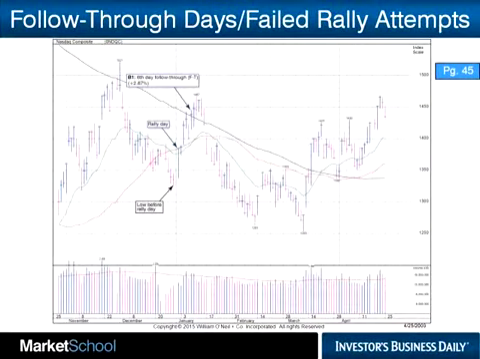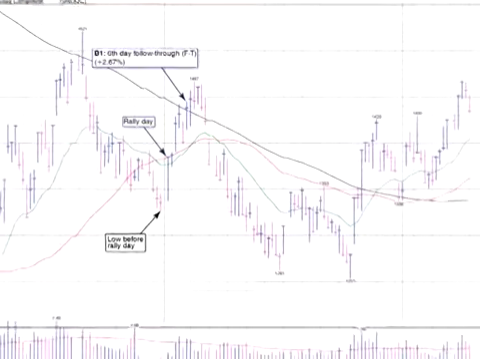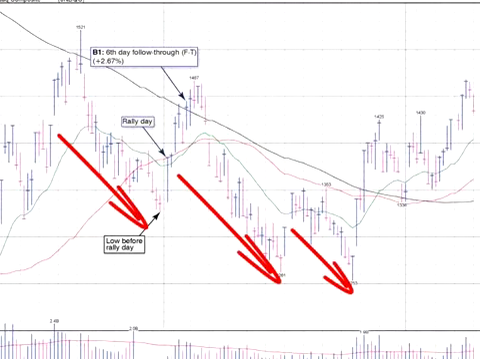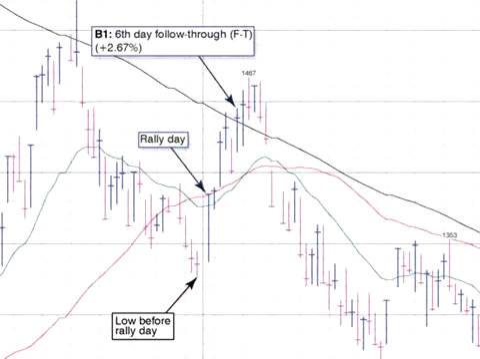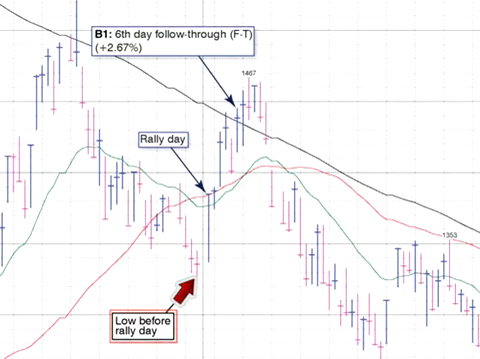So let's look at another one. This is on page 45. The O2 bottom was over here. We ran up, ran into some problems. And now we're going to go through this 3 waves down and see how the system would get you in, get you out, get you in, get you out, and then get you back in. So over here, we have our low before the rally day. So that must have closed a little bit less than 50%.